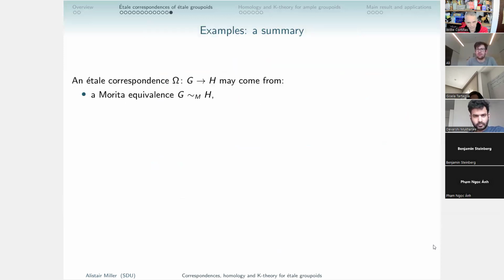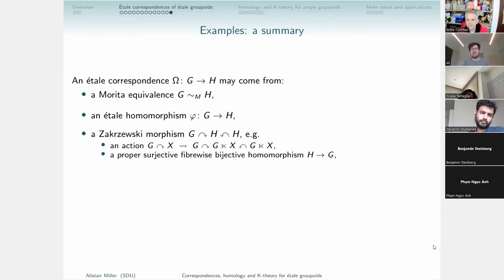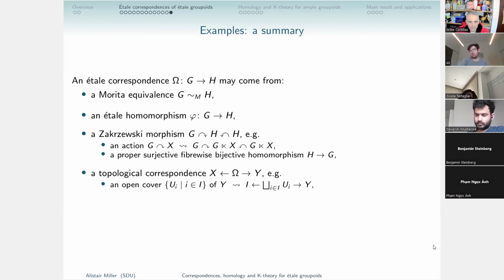Right, so I'm just going to summarize all of these things. This is, I promise, the end of the bombardment of all of these different correspondences. So we cover Morita equivalences, étale homomorphisms, Zakrzewski morphisms, which could be from actions, they could be from these homomorphisms, in backwards direction, really. We can get topological correspondences, such as correspondences from open covers. And this one I'm interested in, this inverse semigroup example.